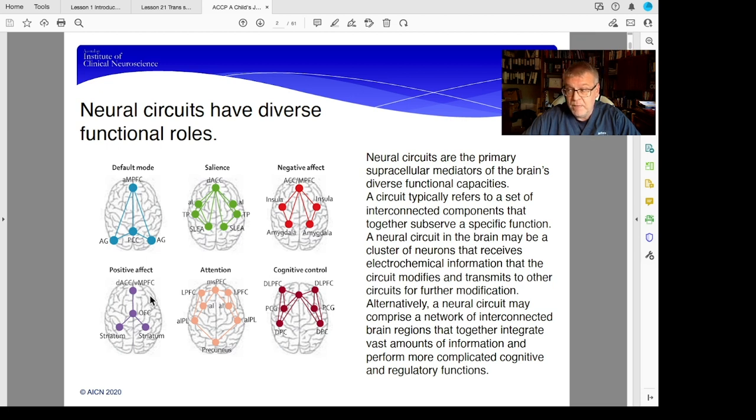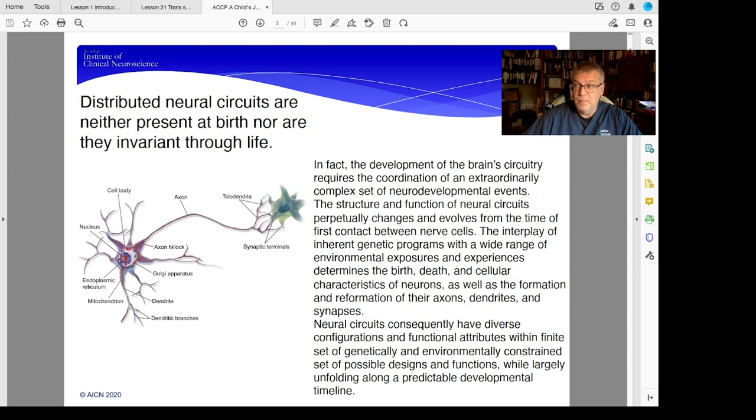So basically, the neural networks are all composed of groups, functional groups of neurons, which connect to each other through a variety of different connective pathways, and then they can be brought into activation when they're necessary, when different functions or different integration has to happen with the input that's coming into the brain or the output that's going out. Now, we also can refer to these networks as distributed circuits, and they're neither present at birth nor are they invariant through life.